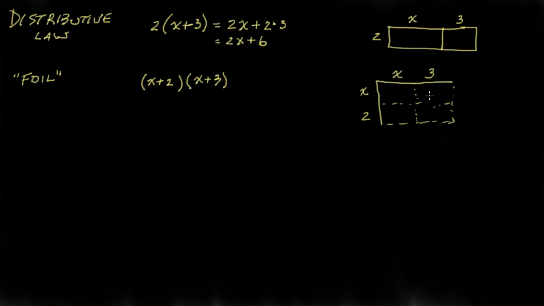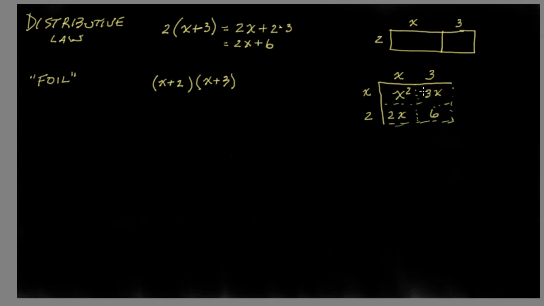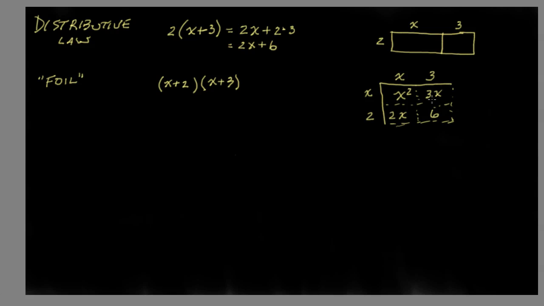In this case, you can see 1, 2, 3, 4 different areas, and those areas are x squared, 3x, down here I get 2x, and in the bottom corner 6. Now, one point to notice, and that is that these 2 located on the diagonal are what we call like terms. Notice that this is 2x and 3x, same exponent on the variable. They're like terms, they add together. They can be combined using our distributive law.